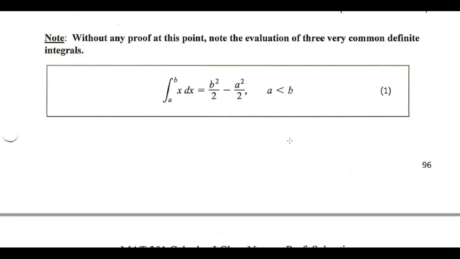Okay, we are still in section 5.3, the definite integral, and without any proof at this point, because I'm not talking to you about how to evaluate these things yet, I just want to talk about three very important integrals and what their values are. So if I have the integral from a to b of x dx, then the answer, without having to go through a whole limit of Riemann sums thing, turns out to be b squared over 2 minus a squared over 2, whatever this b and this a are. Again, that's for a less than b, okay?